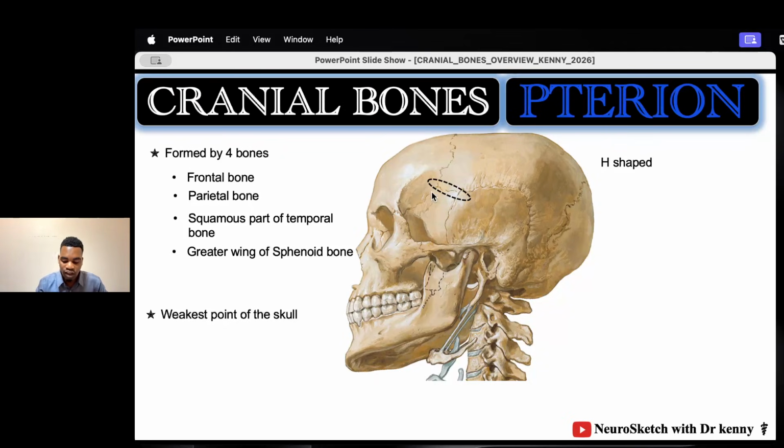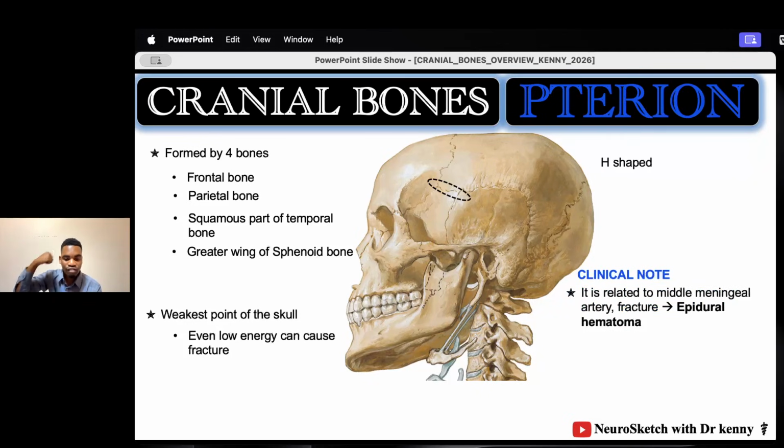So even with a low amount of energy, it can result in fracture of this region, which is called Pterion. And what is the clinical repercussion? Well, deep to the Pterion, we have an artery which is passing there, called the middle meningeal artery. So a fracture of the Pterion can result in rupture of the middle meningeal artery, resulting in a life-threatening condition called epidural hematoma.